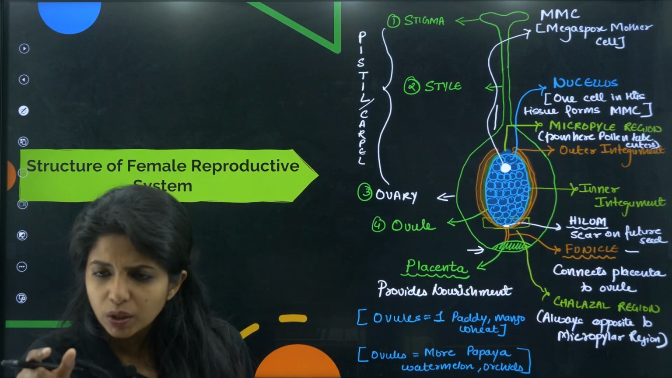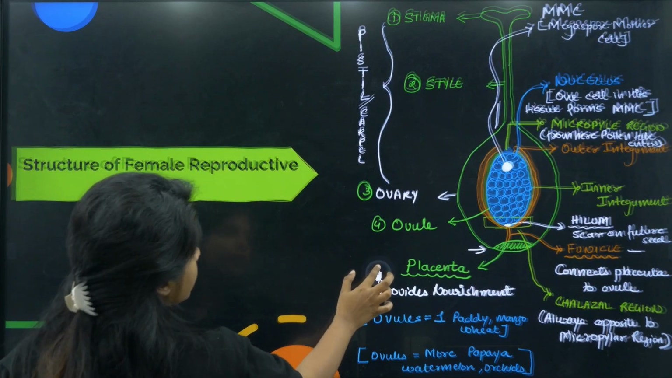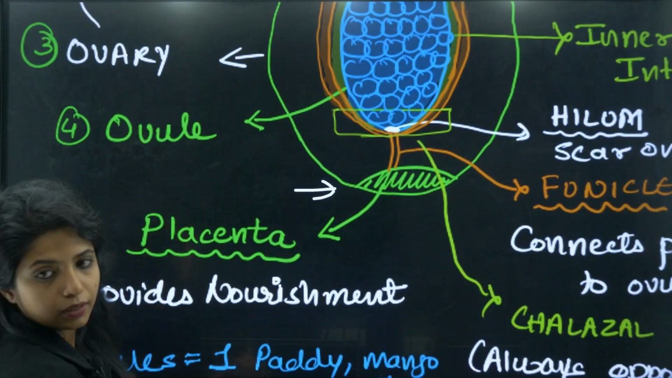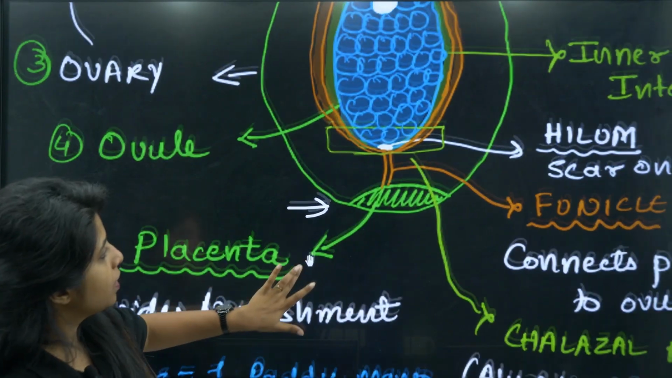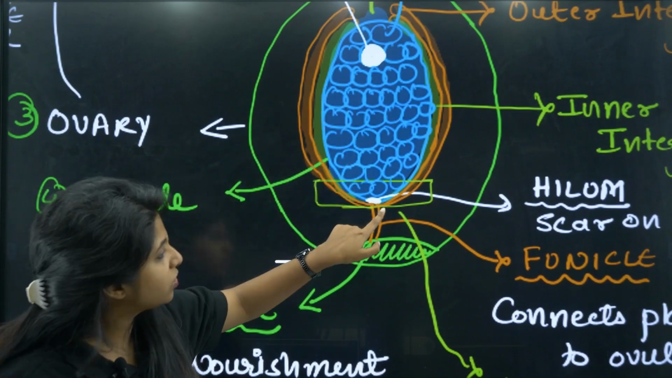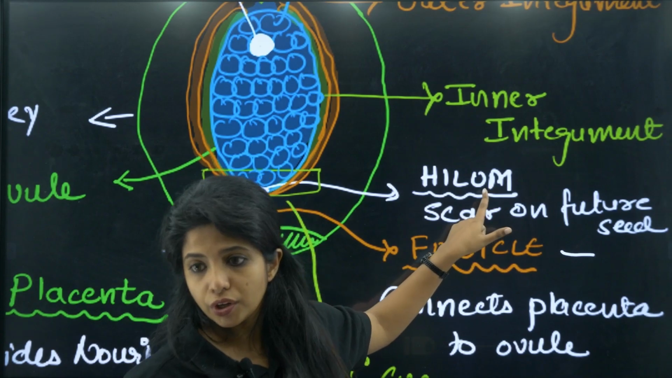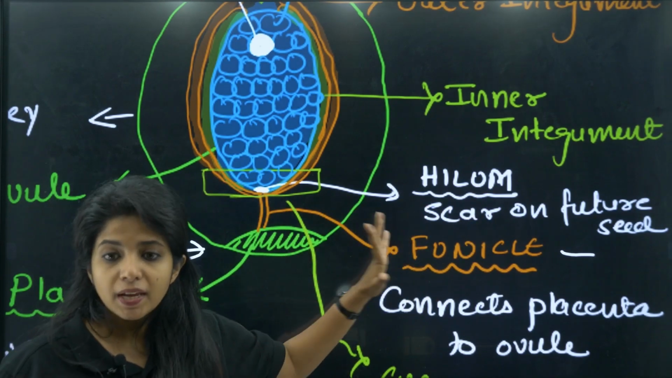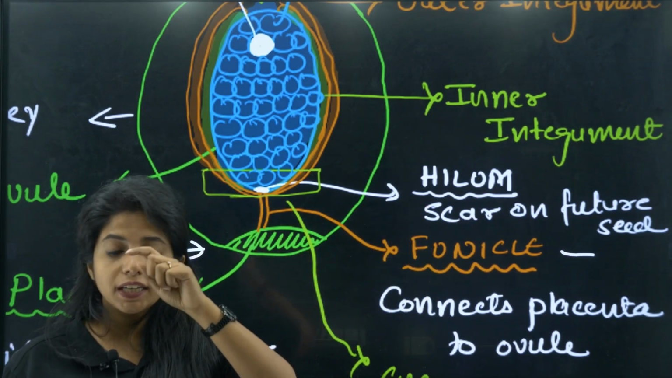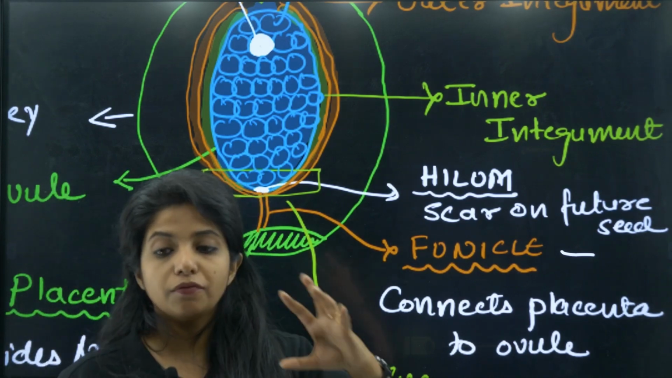Now the site where the funicle is attached, I have to zoom in, and I don't think I need the pen over here, so I'll show you. You can see it clearly. So this is the placenta, and this placenta is attached to what? The ovule. Now there is a scar that is formed because of this, and this is known as the hilum, children. Whenever you see a seed, you see a small pore-like thing; that is the hilum. The scar that is formed is the hilum.